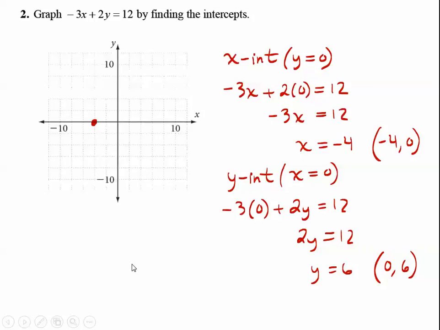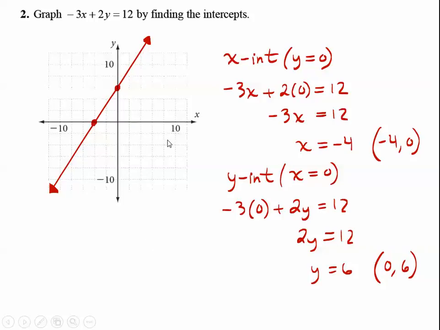So -4, 0, and again, this is scaled by 2 here. That'd be a -4 there, a 6 there. Straight lines, arrows, and hopefully you have the same exact line that I do. Okay, the next one.